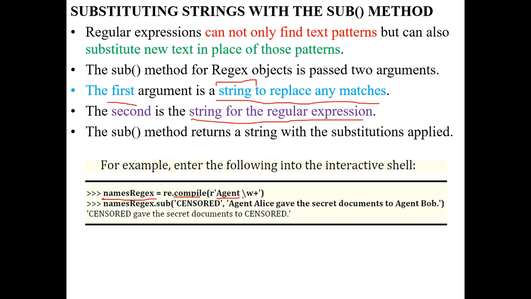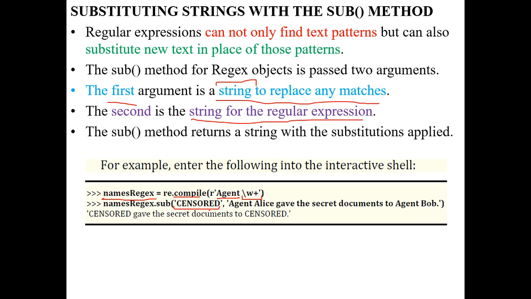So whenever it matches this pattern, after that we have mentioned this \w+. So the word which follows agent is going to be replaced with the first argument we have mentioned. The first argument for sub represents a string to replace any matches. So this string is going to replace any number of matches.